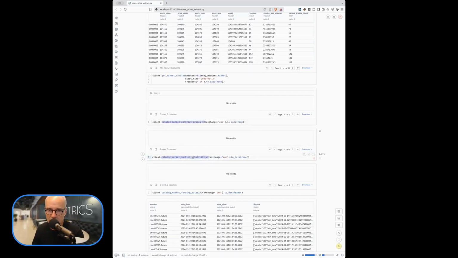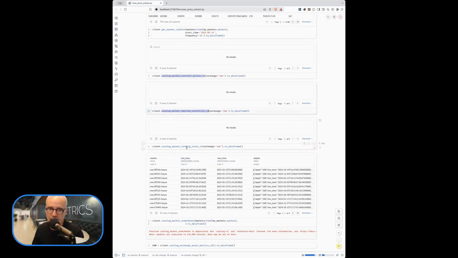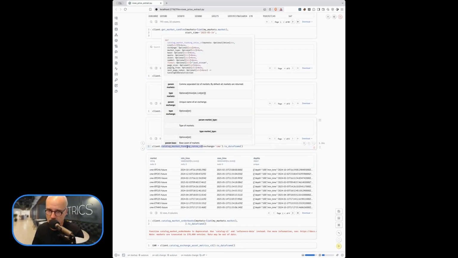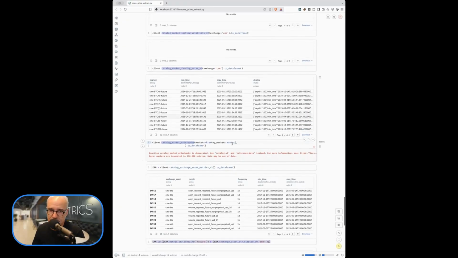We currently do not have contract prices for anything on CME. We don't have any market implied volatility at the market level on CME, and we also don't have funding rates right now. We do have order books, so I've cataloged the order books for the markets that we discussed above, and we see that we have the order books here for 100 ticks.